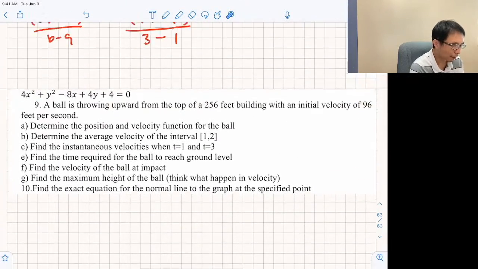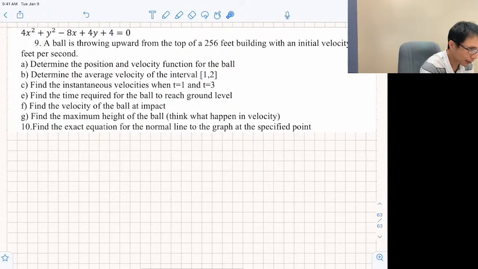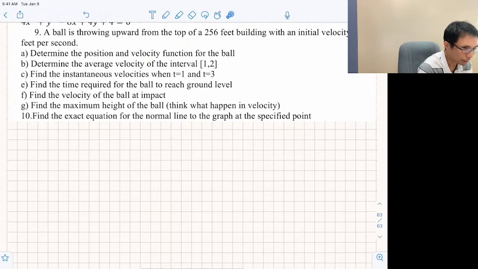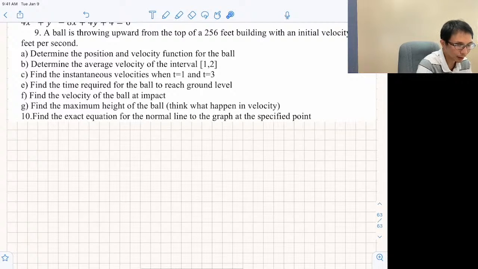So we have this thing happening here. We have a ball thrown upward from a 256 feet building with an initial velocity of 96 feet per second. Now, the calculus question doesn't really ask it this way. They just ask in terms of some particle moving. But I usually start with a particle that actually makes sense, which is you can throw a ball upwards, because when you throw the ball upwards, it's going to fall back down.